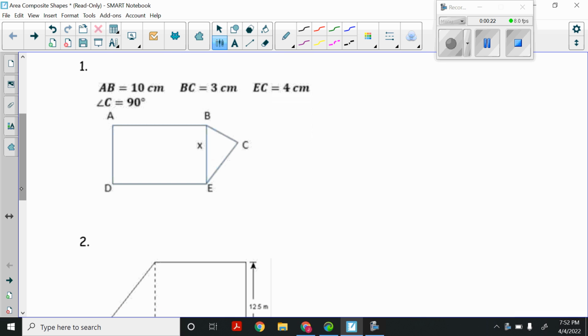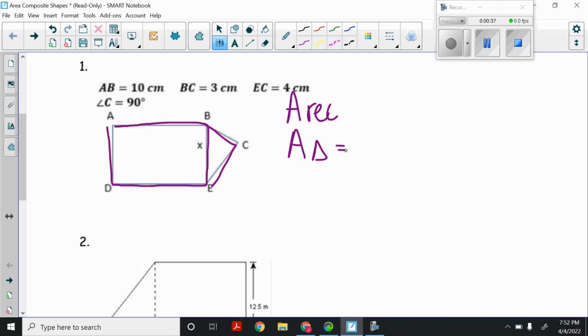Number one, I look at the shape. It's not any known shape, but I see that I can recognize a rectangle and a triangle. So I'm going to find the area of the rectangle and the area of the triangle, and then I'll just add the two together. They tell me up here AB is 10, BC is 3, EC is 4, and angle C is 90.